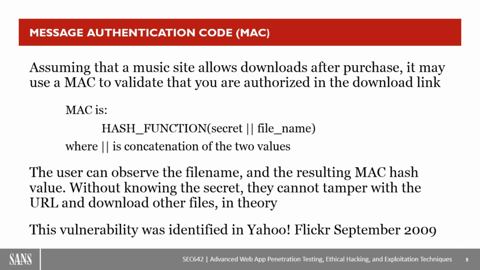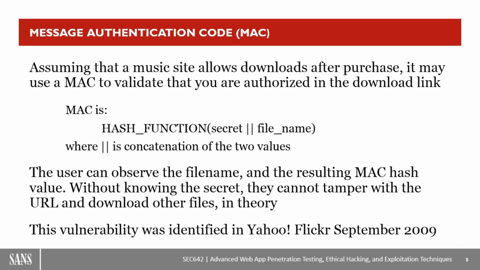Assuming as well that the second value is the file name, the song I've purchased, let's assume they concatenate the two together, hash them, and that is the hash they give to us. So we can see the file name, we know it. We can see the hash, we know it. We send one or the other back modified, and everything fails. So hypothetically, we should not be able to download any other file, in theory.